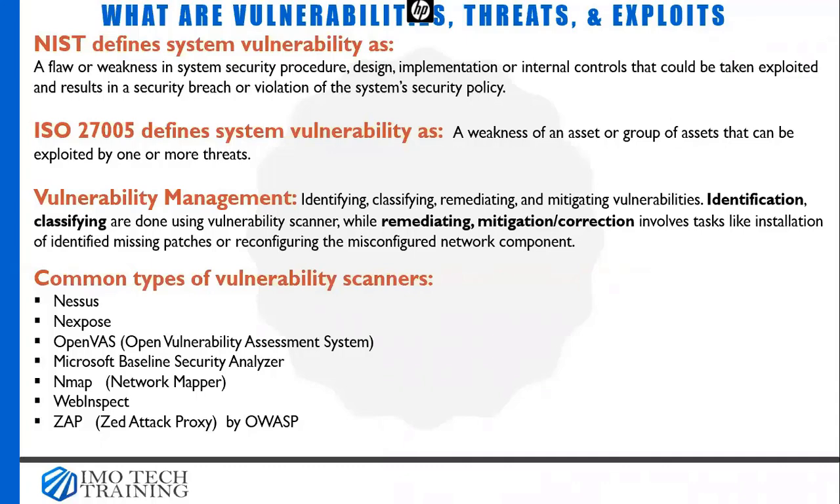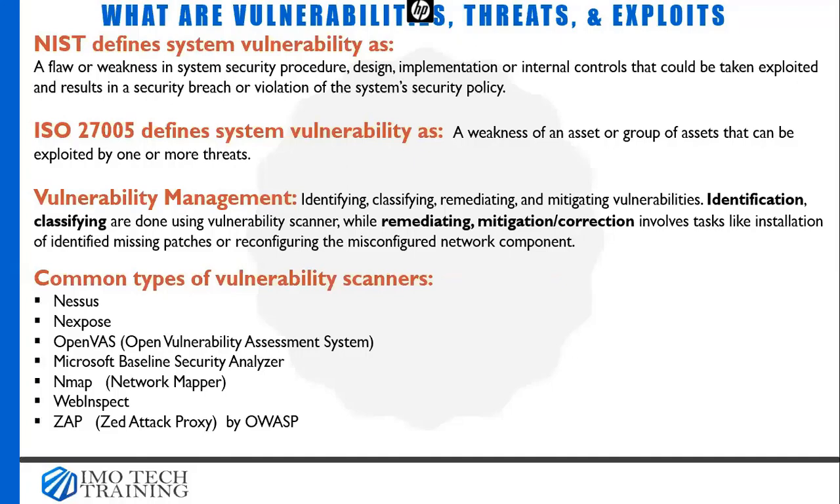All right, so let's go with the definition real quick. It says this defines system vulnerabilities as a flaw or weakness in the system, security procedure, design, implementation, or internal controls that could be taken or exploited and results in the security breach or violation of the system security policy. So pretty much saying that anything that a hacker or a bad guy can exploit and get access to your system without authorization is a flaw or a weakness, right?